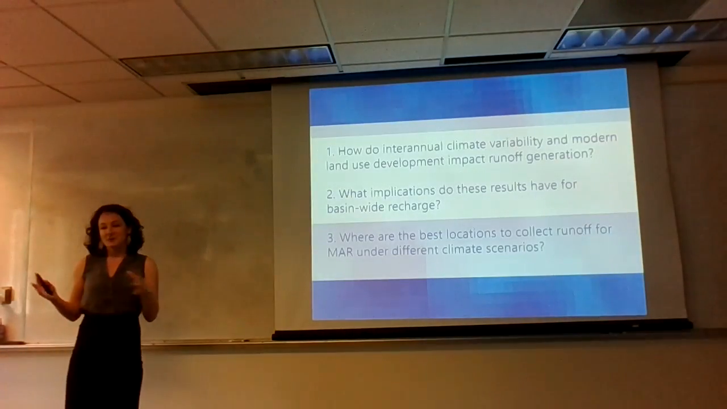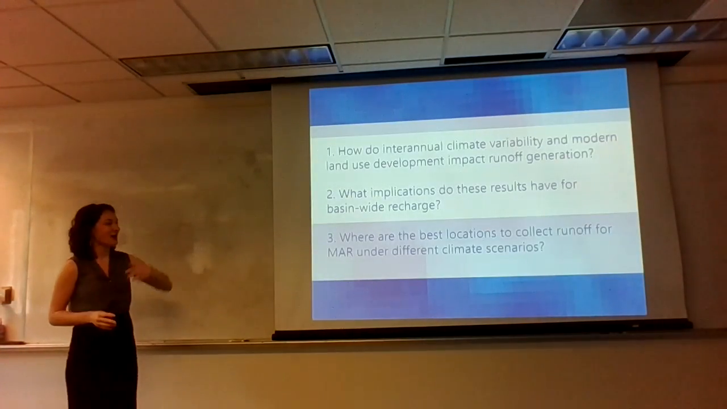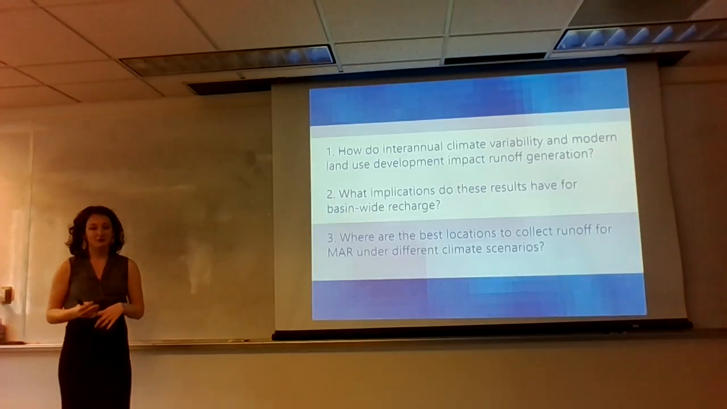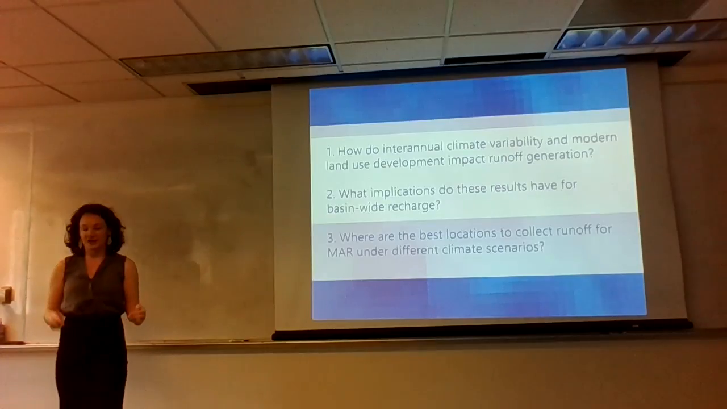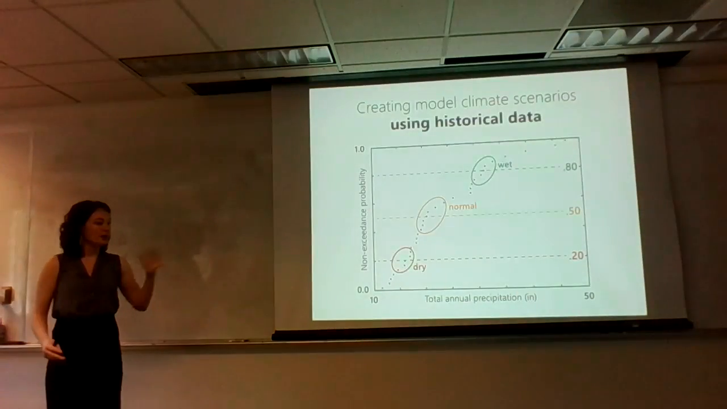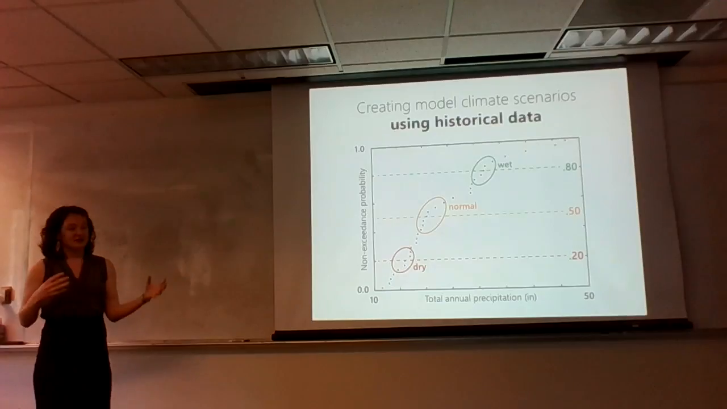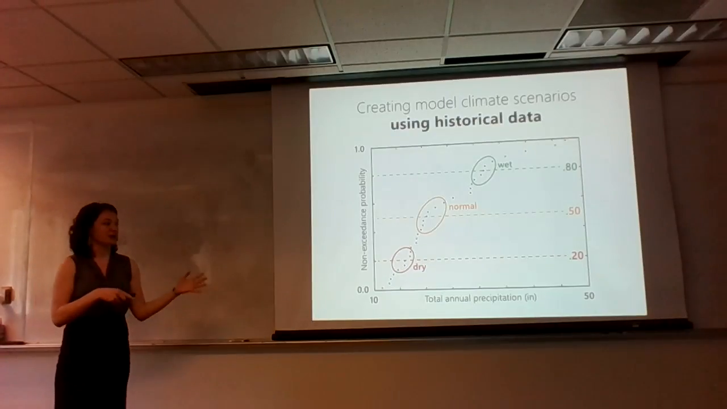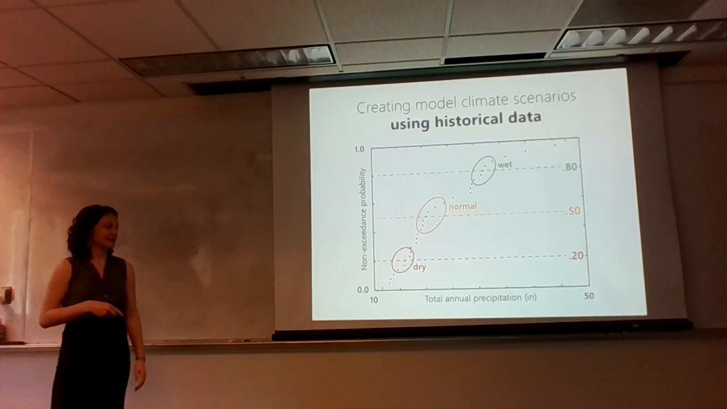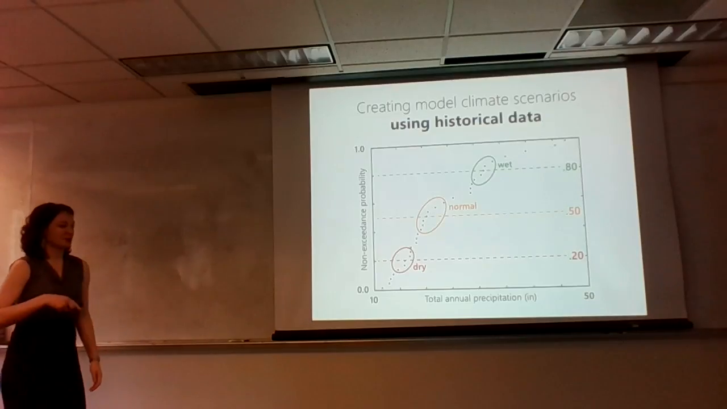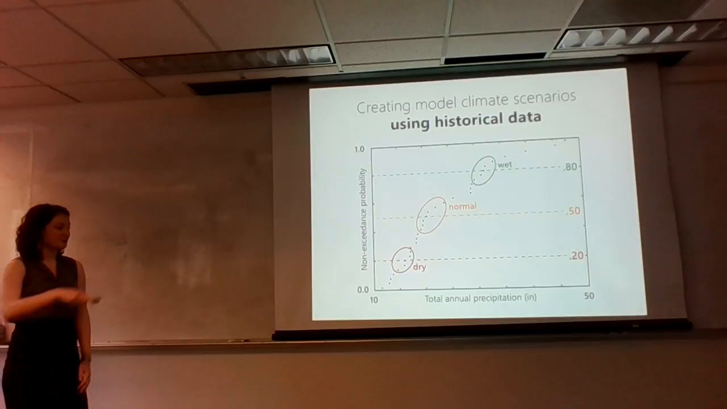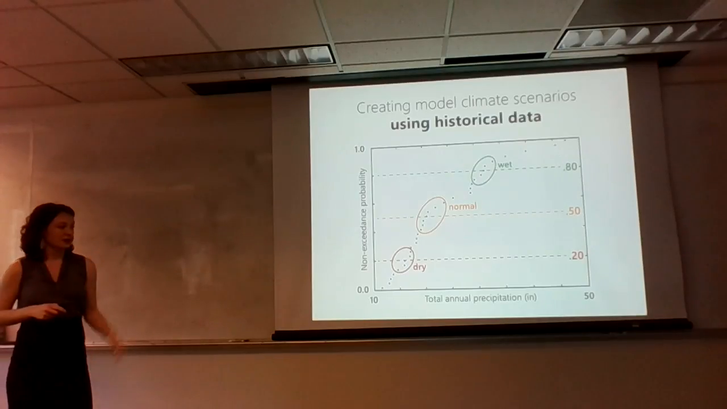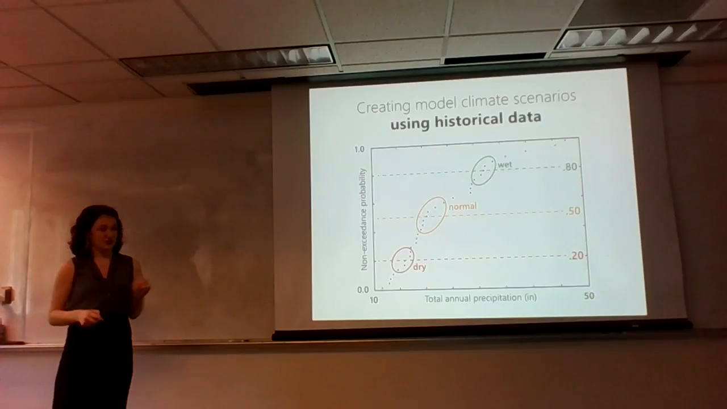So now I've given some quick background on how I set up the model, I'll dive into addressing these first two questions. How do climate and land use impact runoff generation, and what implications does that have for recharge? I'll start by looking at climate. To get a sense of how climate variability affects the regional hydrology, I created different climate scenarios using the historical data. Each of these blue dots represents one water year from that historical record, and I chose years around the 20th, 50th, and 80th percentile to represent dry, normal, and wet conditions in this basin.